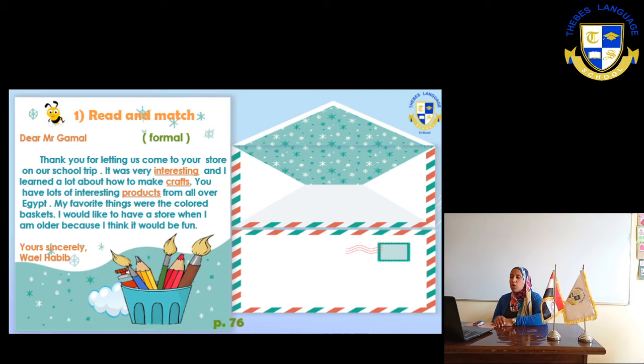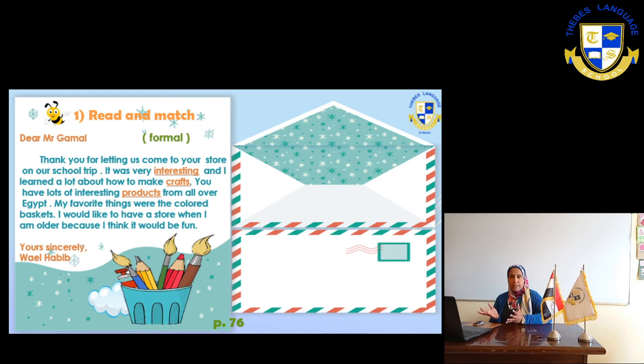You have lots of interesting products from all over Egypt. My favorite thing were the colored baskets. I would like to have a store when I'm older because I think it would be fun. Yours sincerely, Wael Habib.